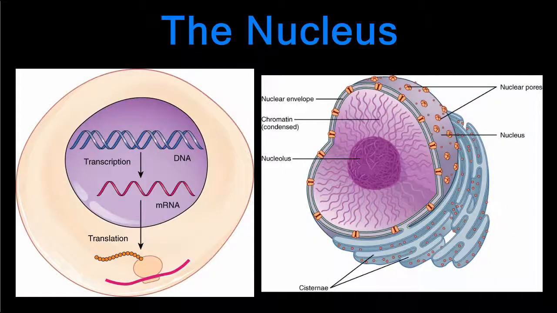When the nucleus needs to get a message out to the rest of the cell, the DNA instructions are copied into a form called RNA. RNA can leave the nucleus through pores in the membrane and find a ribosome capable of reading the message.